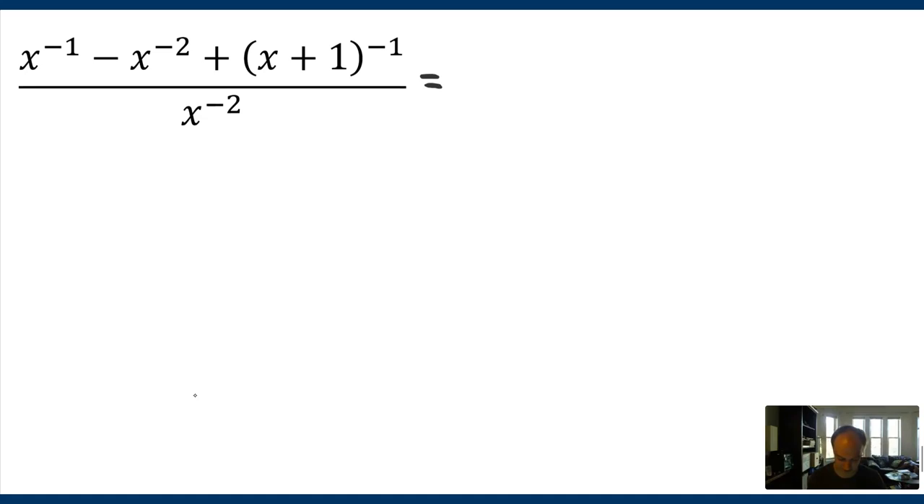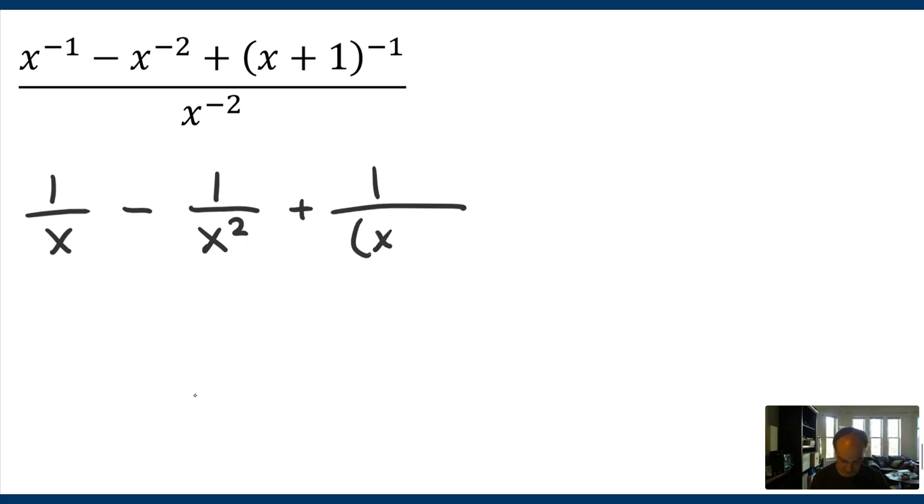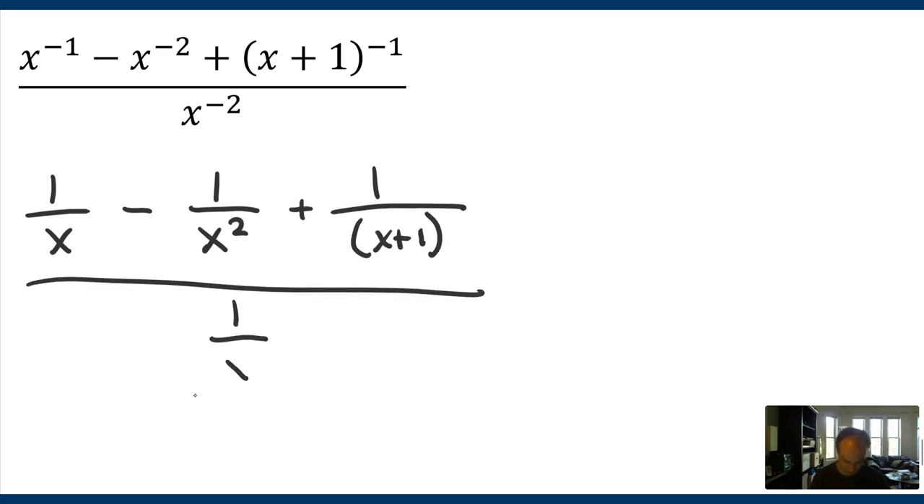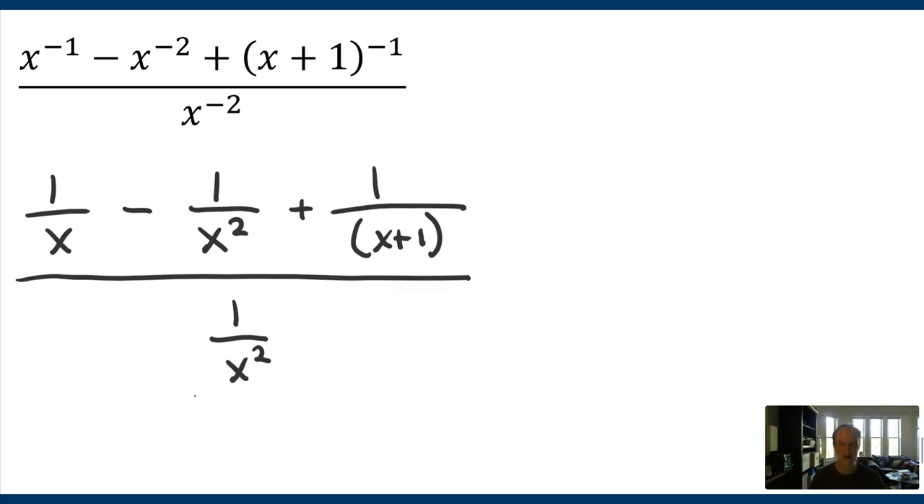So instead, here's what we're going to do. Write them all as a fraction. I want to write it down, save myself a line. So I'm going to write this as 1 over x minus 1 over x squared plus 1 over parentheses x plus 1 over 1 over x squared. Now, we've shown you the method of choosing to multiply by a creative version of 1, and that's going to be, to me, a really nice method here.